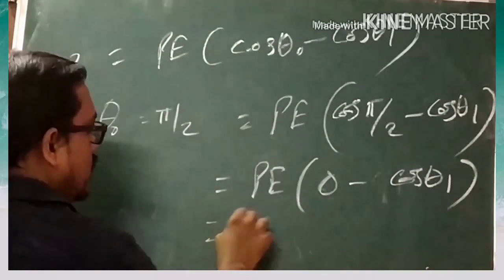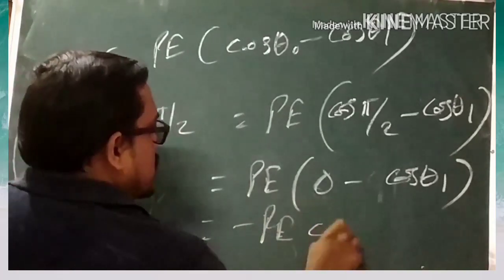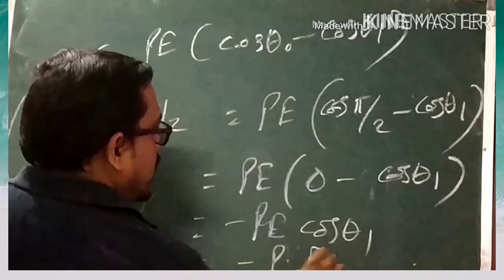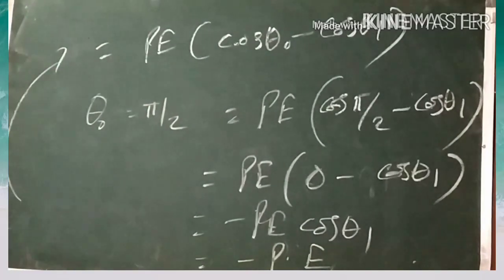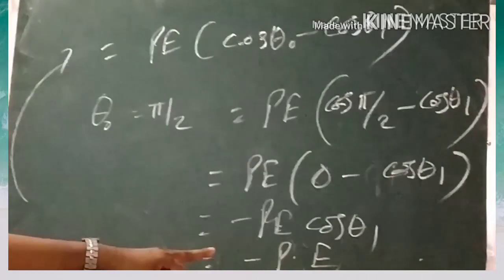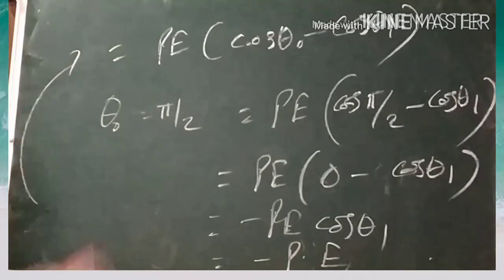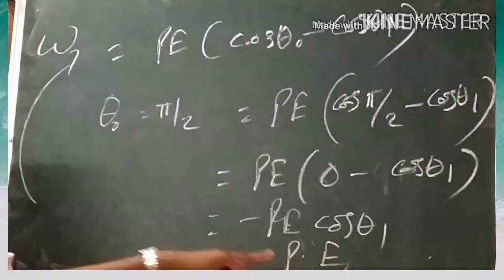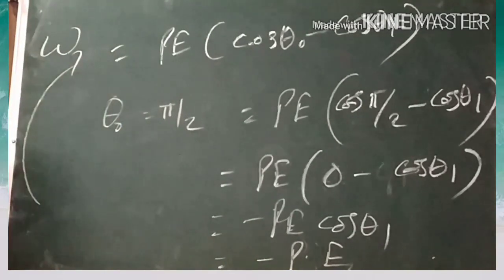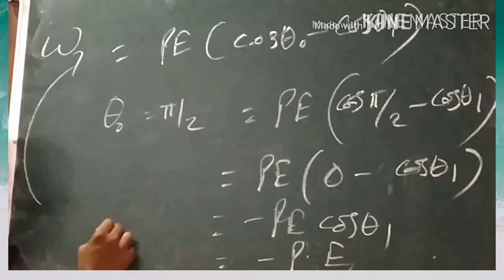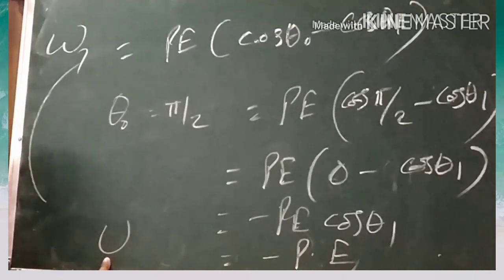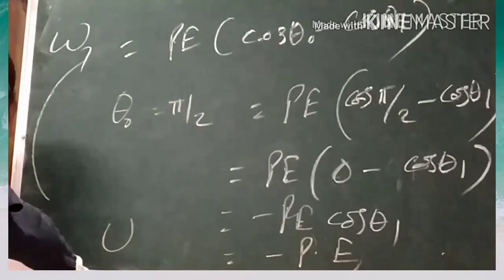So this value will be equal to minus pE cos theta 1, or we can say this is minus p dot E, because pE cos theta 1 is the dot product. Okay, so we have got the net work done equal to minus p dot E, and this work is converted to the potential energy. We can say U, which represents this work done as the potential energy, will be equal to minus p dot E.